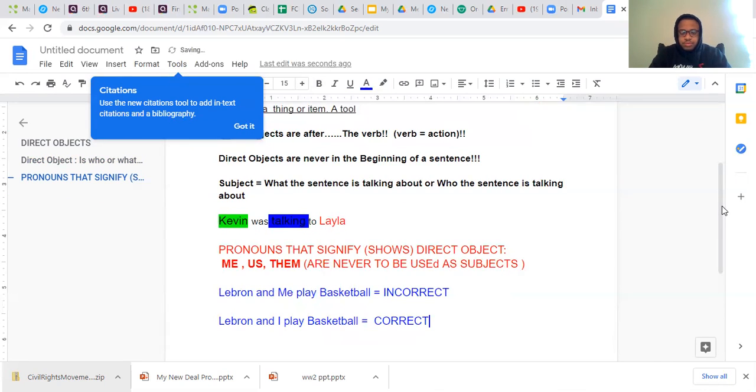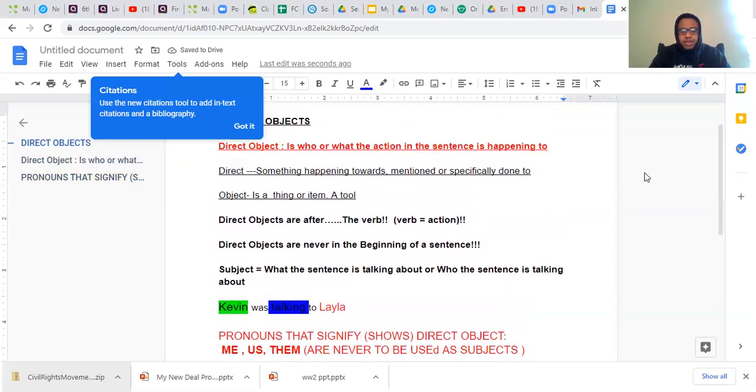So again, it's intended to be brief. Direct object is who or what the action in the sentence is happening to. Direct: something that happens towards, mentioned, or specifically done to. Object: a thing, item, tool. Direct objects are after the verb. Verb equals action. Direct objects are never in the beginning of a sentence. Subject equals what the sentence is talking about or who the sentence is talking about. We write an example right here so we know.